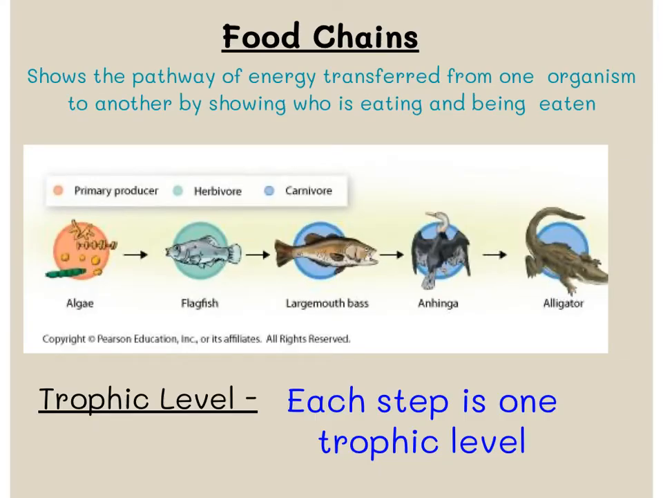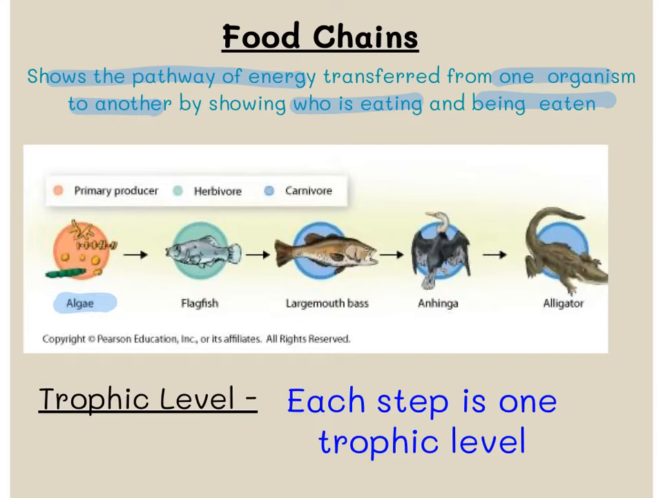The image that you see here shows a food chain. A food chain shows the pathway of energy being transferred from one organism to another by showing who is eating and who is being eaten. You can see the pathway starts with algae. Algae is a producer or autotroph and creates its own food through photosynthesis. Producers are always going to be at the base of every food chain.